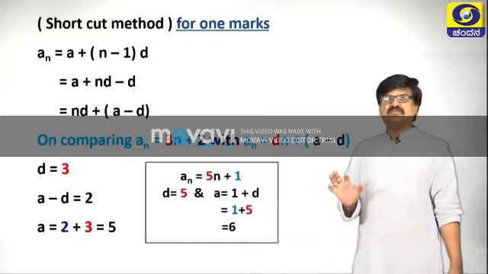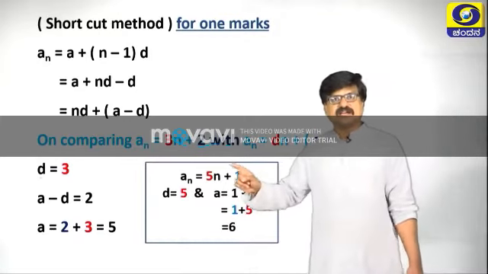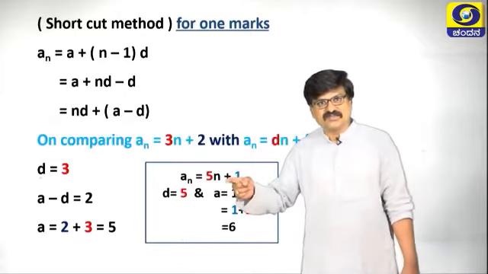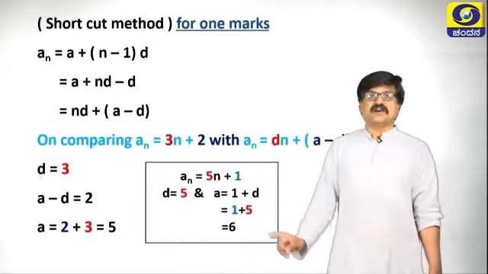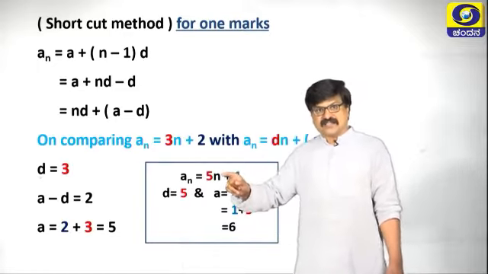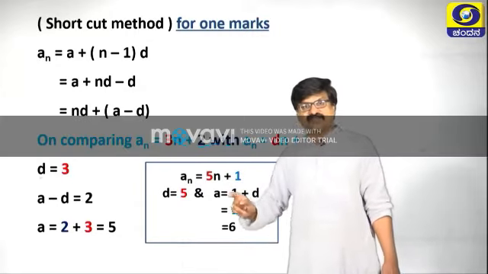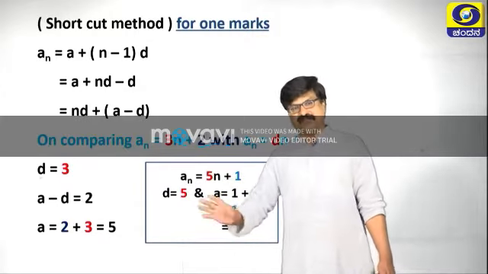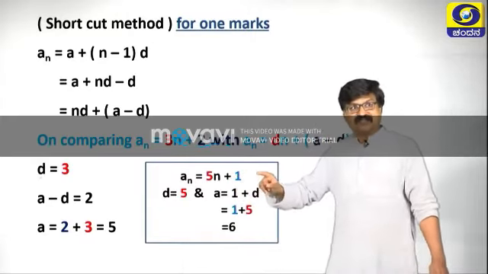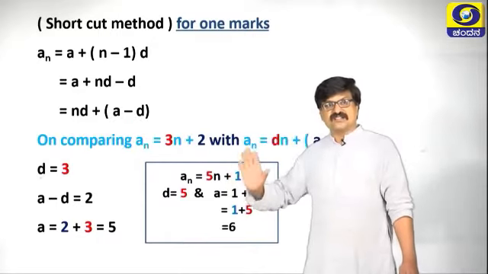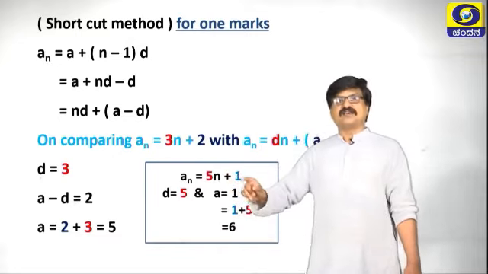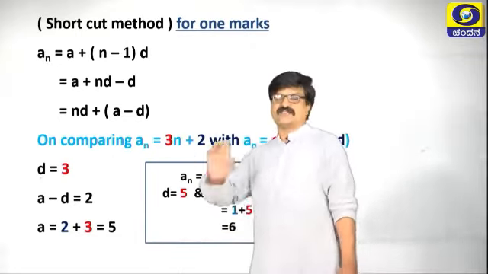Let us take one more similar kind of problem. Here an is 5n plus 1. My dear students, what is the value of d? It is 5 only. How to get the value of a? This constant term plus d, that is 1 plus 5, gives the first term of an AP. Again I am repeating, if an is given, the n coefficient is always d, constant plus d gives the first term, that is 6 in this case.